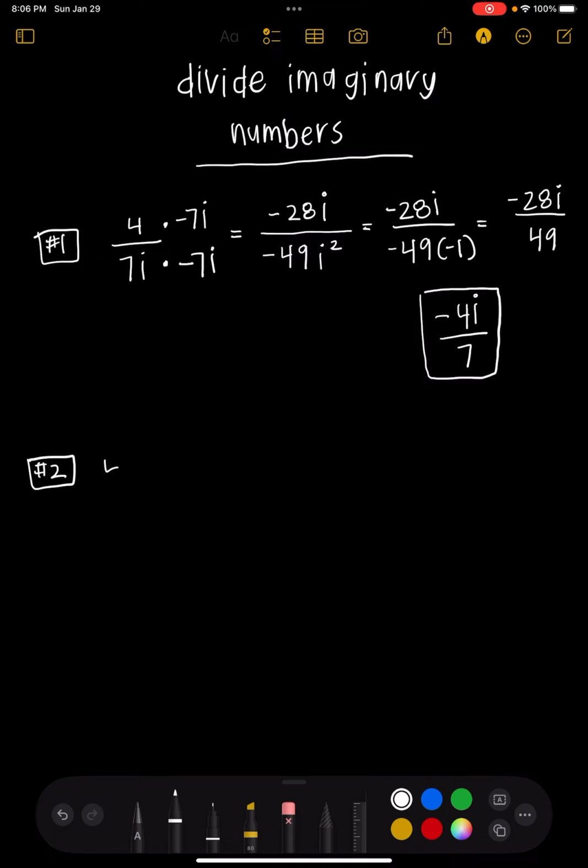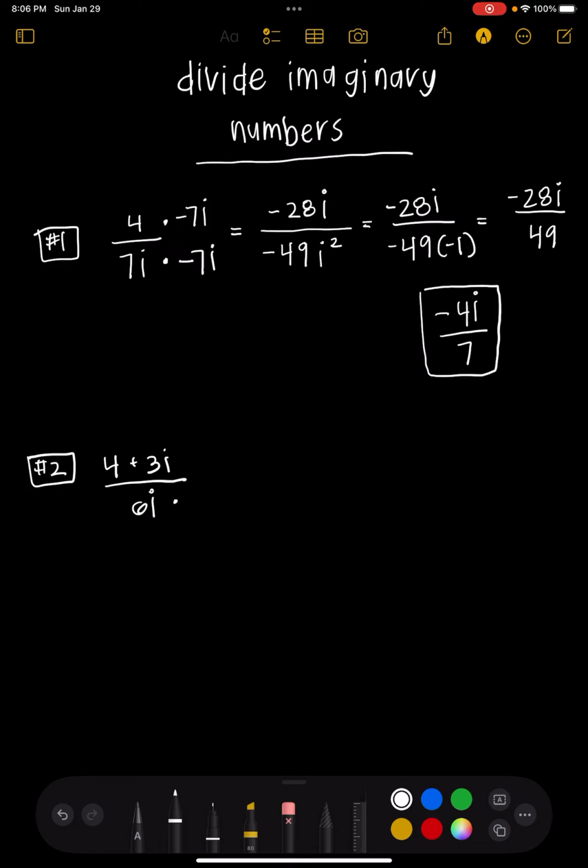Okay, let's go through the second example. The second example is 4 plus 3i over 6i. Once again, we want to get rid of the imaginary number on the bottom. We don't care about what happens on top, but we do want to get the i off of the bottom. So the way we do that is by multiplying by the negative version of that imaginary number, which is -6i. But what I do to the bottom, I have to do to the top. So I have to multiply the top by -6i as well.